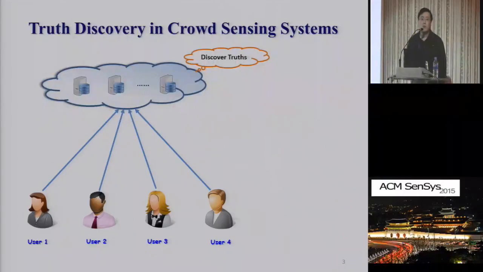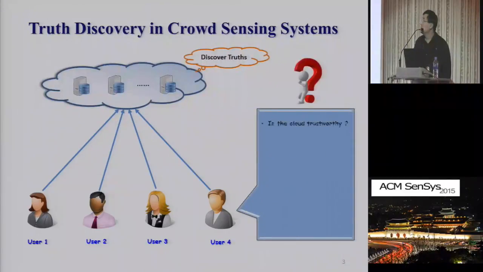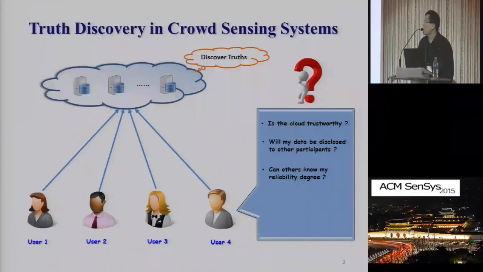However, before the cloud users upload their sensory data, they may have some privacy concerns. They may be worried first whether the cloud server is trustworthy, whether their sensory data may be disclosed to other participants, and because the truth discovery method running on the cloud server can also output the reliability degree of each user, the user may also be worried whether other people can know his reliability degree.